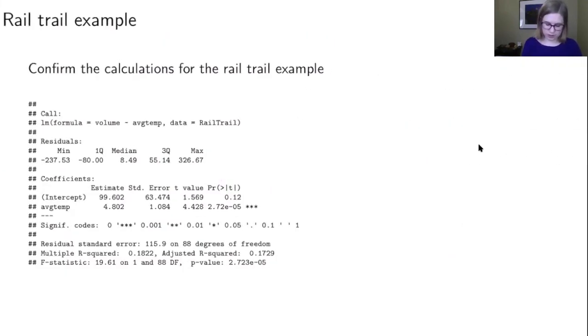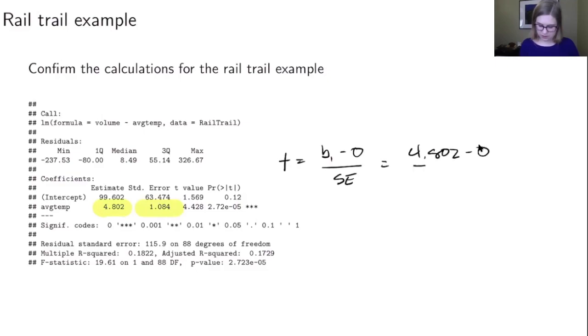So we're going to look again at R. We've got our output, we've got our estimate for the average temperature, and we've got our standard error. So then we're going to find our t-value, which is B1 minus 0 over the standard error, and that's 4.802 minus 0 over 1.084, and that comes out to be about 4.43.